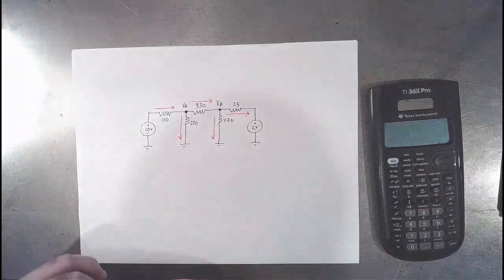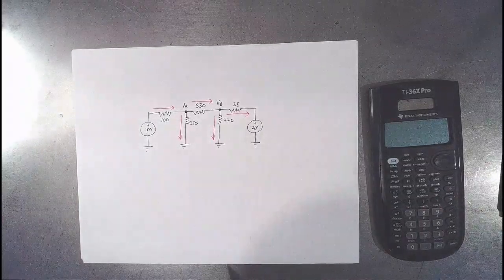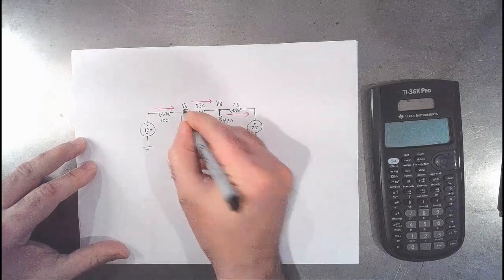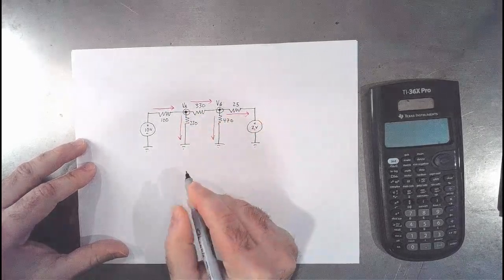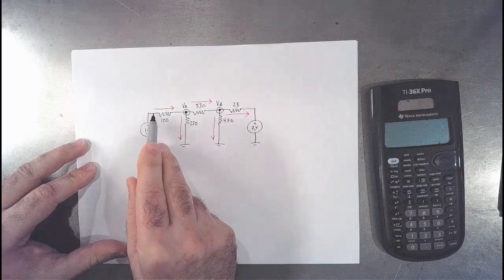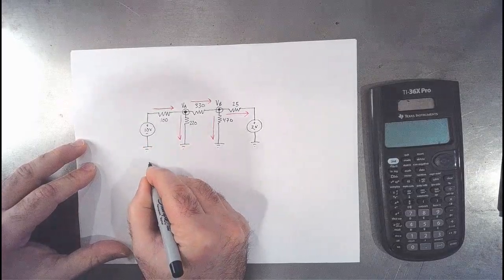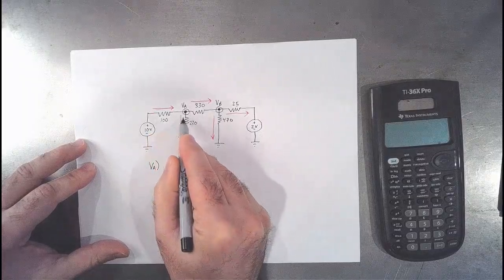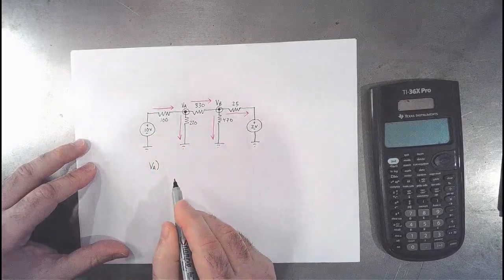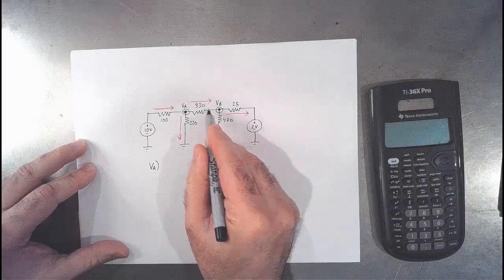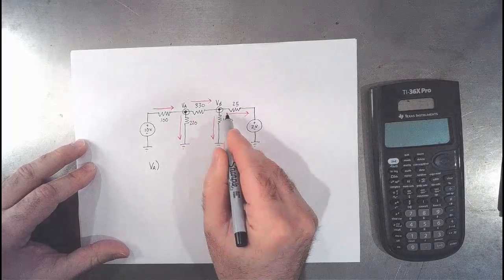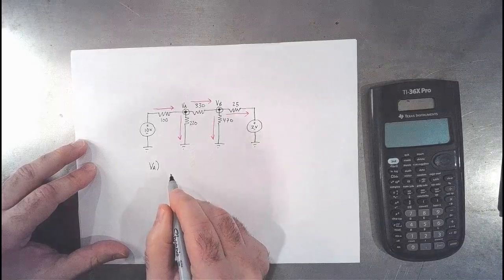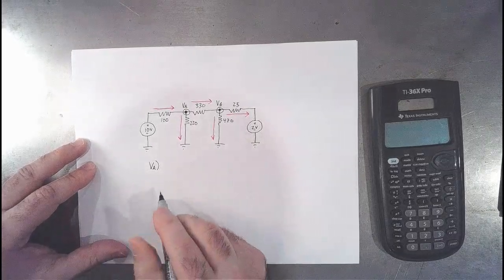So now I've got enough information to write some equations. I need to write an equation for each of these nodes right here. For node A, I need to say this current minus this current minus this current equals 0. And for node B, this current minus this current minus this current equals 0. So let's do this node right here first. We're going to end up with two equations, two unknowns.